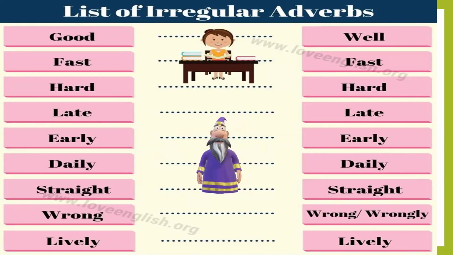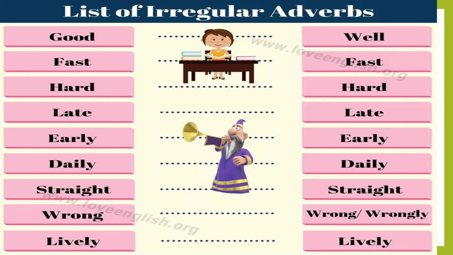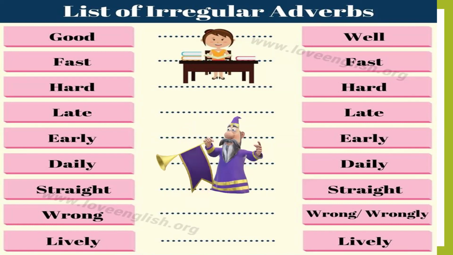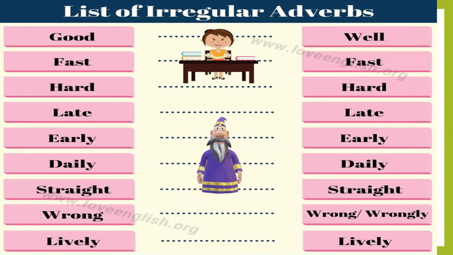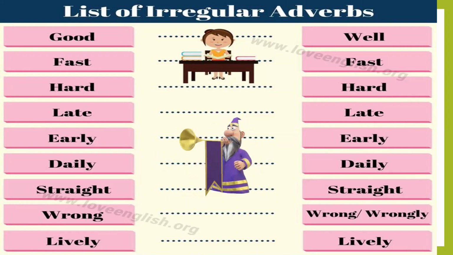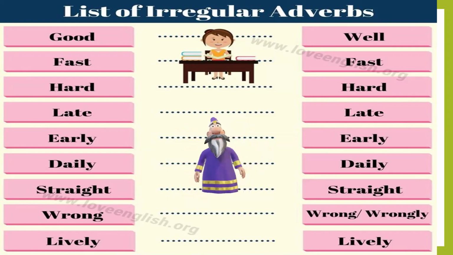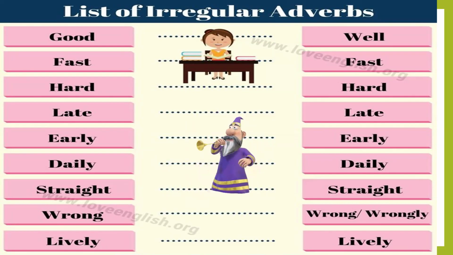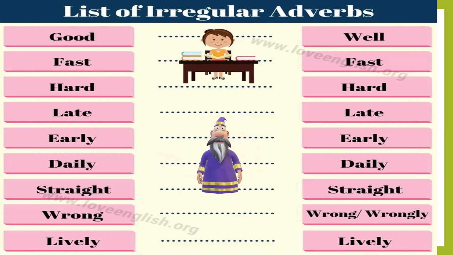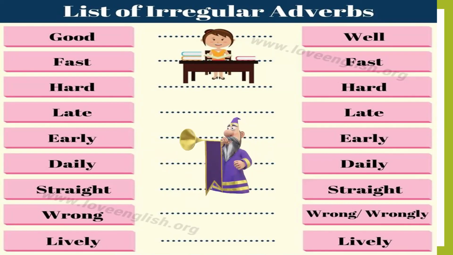Good, then adverb is well. Fast, fast; hard, hard. Late is an adjective, and the adverb is late. Early, early: both act as an adjective and an adverb. Daily acts as both an adjective and an adverb. Straight acts as both an adjective and an adverb. Wrong, sometimes wrong or wrongly, and lively act as both an adjective and an adverb.